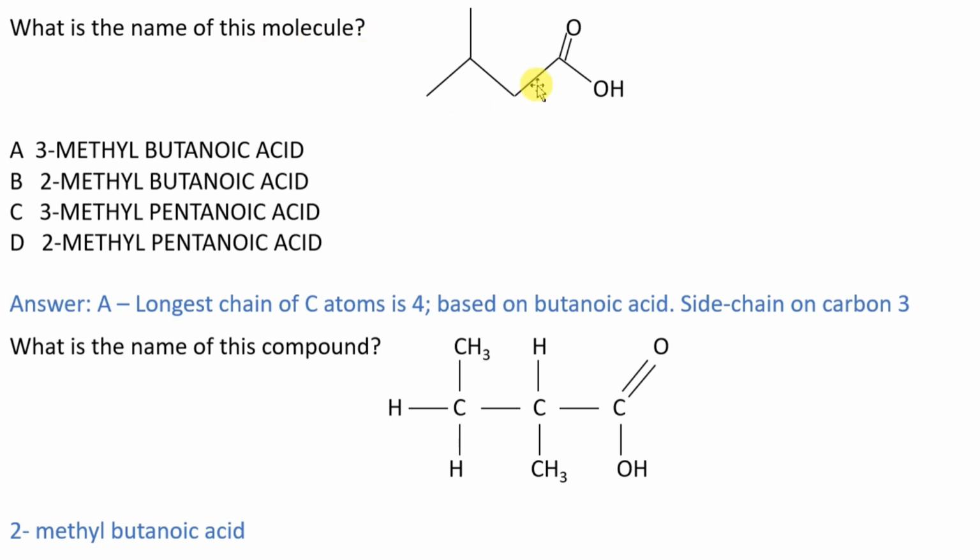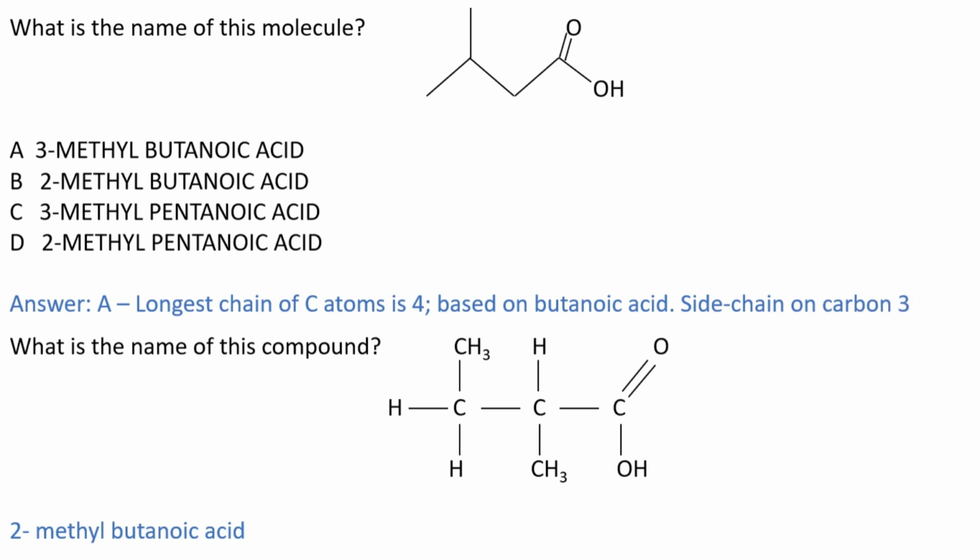2 questions to end. What's the name of this molecule? Please don't look at what's in blue if you want to try it. My longest chain of carbons is 4. I'm ending in the acid group, so based on butanoic acid. Takes me to A or B. Numbering from the side where the carboxylic acid group is, the methyl group is on carbon 3. Takes me to A.